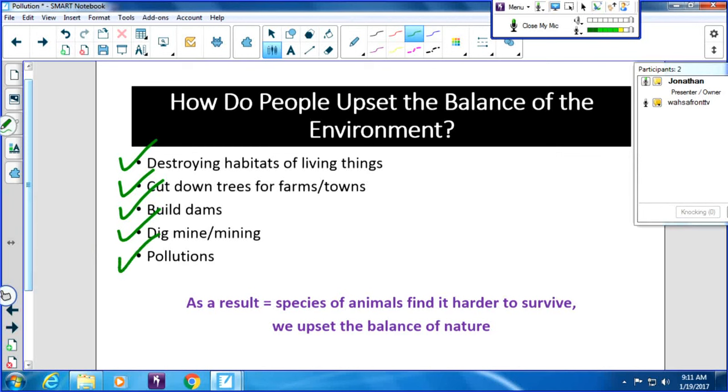Okay, these are all examples of how we upset or disturb the balance of nature and our environments based on our everyday activities. As a result, species of animals find it harder to survive. We upset the balance of nature. So again, we need to take into account animals as well, because if we don't, they will be gone and it won't be cool to have in the future and for future generations as well.